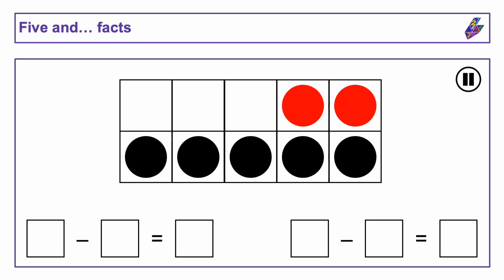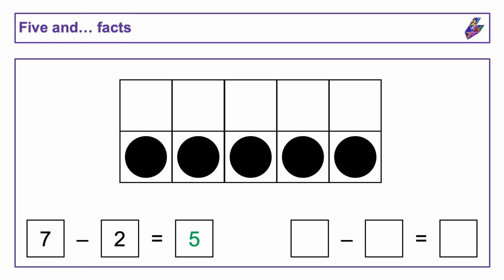What numerals go in the boxes to make these equations true? You might have thought of 7 minus 2 equals 5, visualising the 7 dots that you started with and subtracting 2 red ones at the top, leaving just the 5 black ones on the bottom.